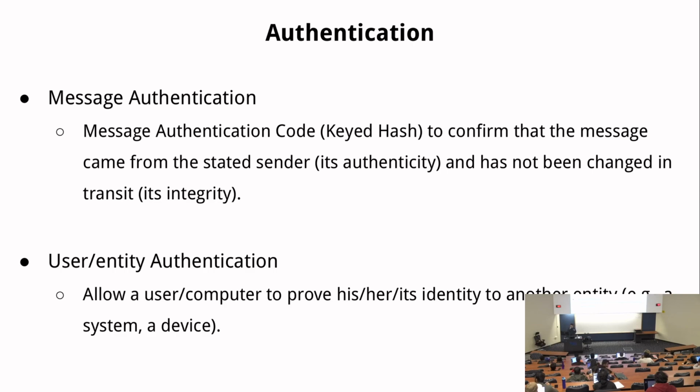The word authentication, we have seen this in MAC, message authentication code, right? We use hash functions and symmetric key encryption to do MAC. MAC can help us confirm a message comes from a stated sender, which means the authenticity of the message. MAC can also guarantee the integrity of that message, so we know the message has not been changed by someone in the middle. That is what MAC is for. That's what I call message authentication.